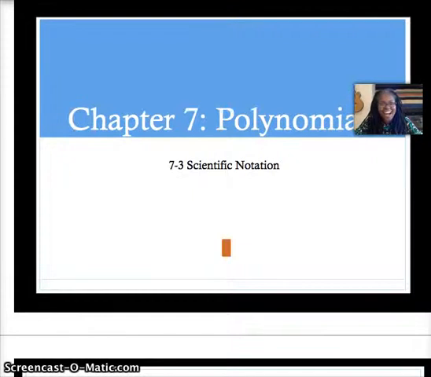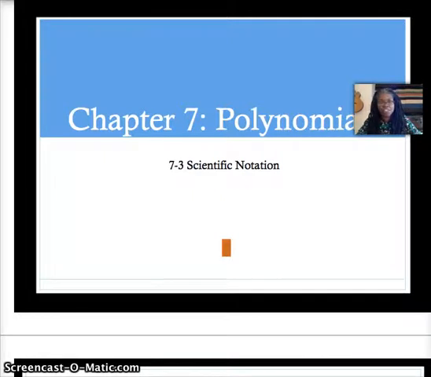Hi friends, we are in chapter 7 and we're looking at polynomials. Today we're going to talk about the really necessary, beneficial, and helpful way that scientists often write numbers, scientific notation. And this is going to be a short section because I'm assuming you guys have seen this before.